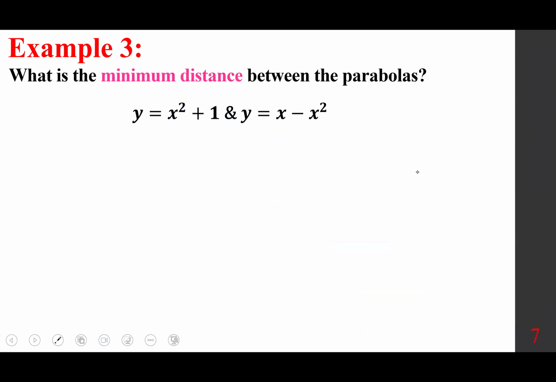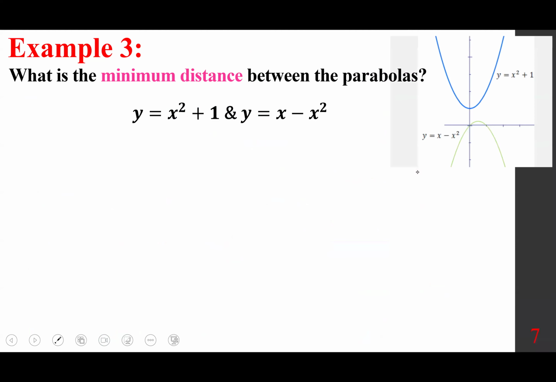Having said that, what is the minimum distance between the parabolas y equals x squared plus 1 and y equals x minus x squared? I'm going to assume everybody can graph the parabolas nice and easy. After we graph them, somewhere we have the smallest distance. Clearly it has to be some sort of a vertical distance. We may not know where it happens, so we just make up two points.